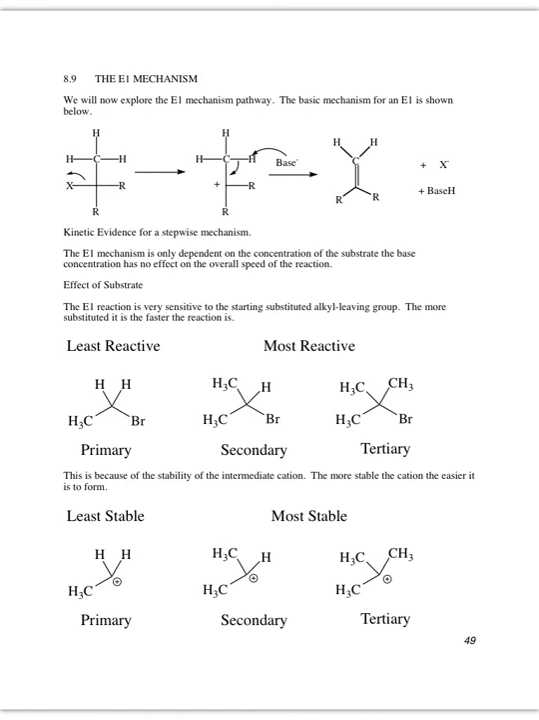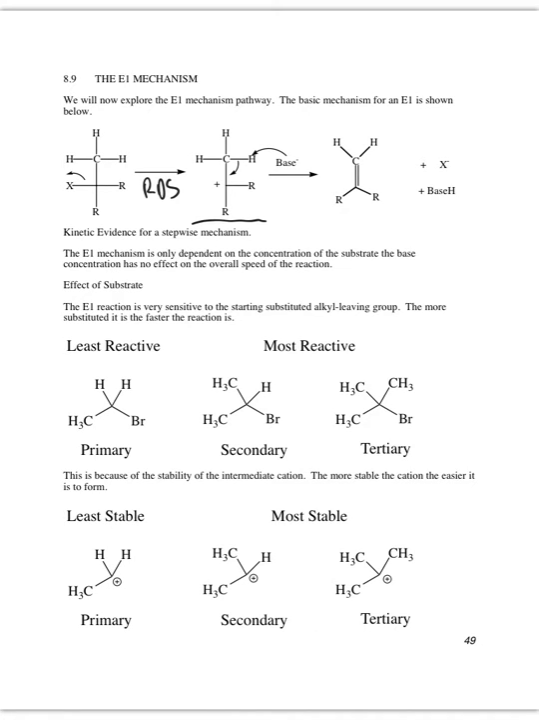Hello everybody, and here we are in the E1 mechanism and part 3 of the Organic Chemistry 1 Eliminations chapter. The basic E1 mechanism is shown here at the top of the page, and in it, just like in the SN1, we have to form a cation, and once we form the cation, then in the rate determining step, we can pull off a hydrogen to form the carbon-carbon double bond.